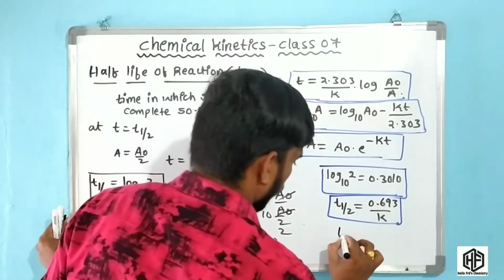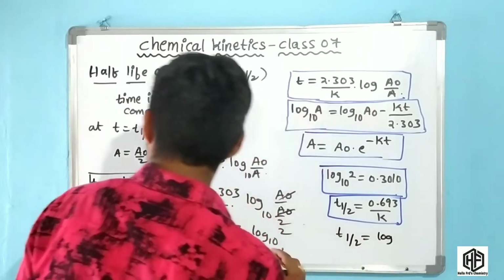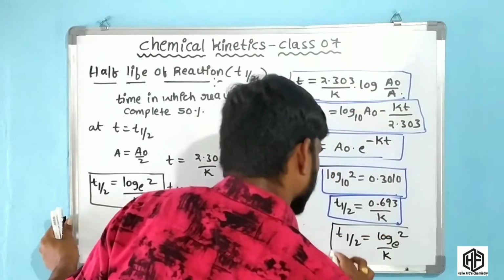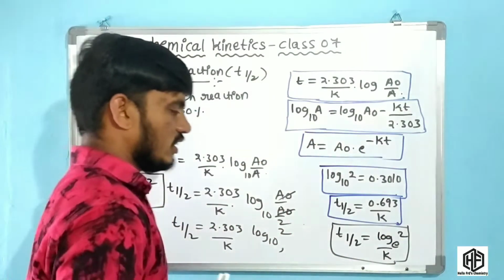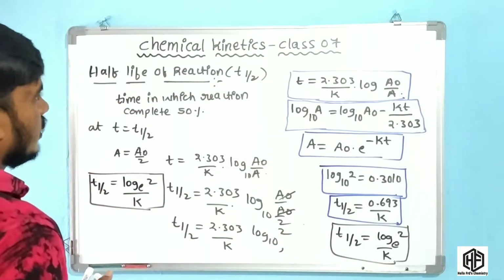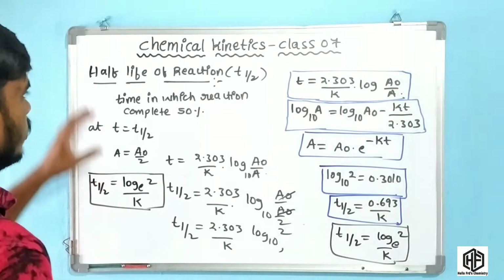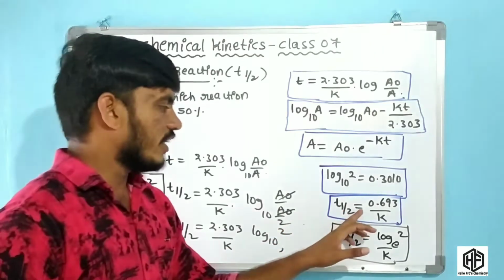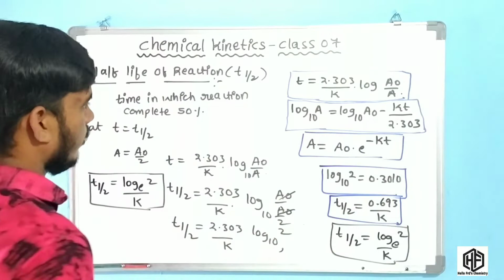One more important formula: t half is equal to log base e 2 by K. This formula is used in the radioactive decay of chemical reactions in physics. Okay friends, these are very important formulas present in chemical kinetics. The half life of a first order reaction is t half equal to 0.693 by K. This is very important.